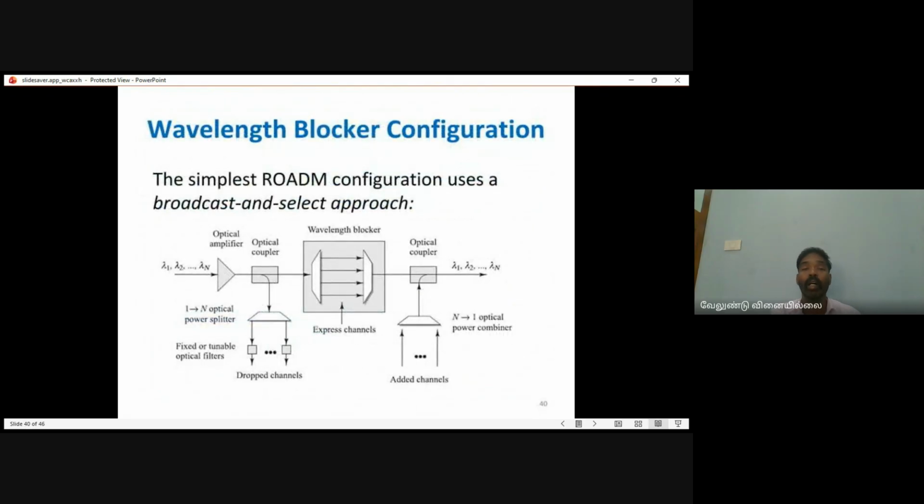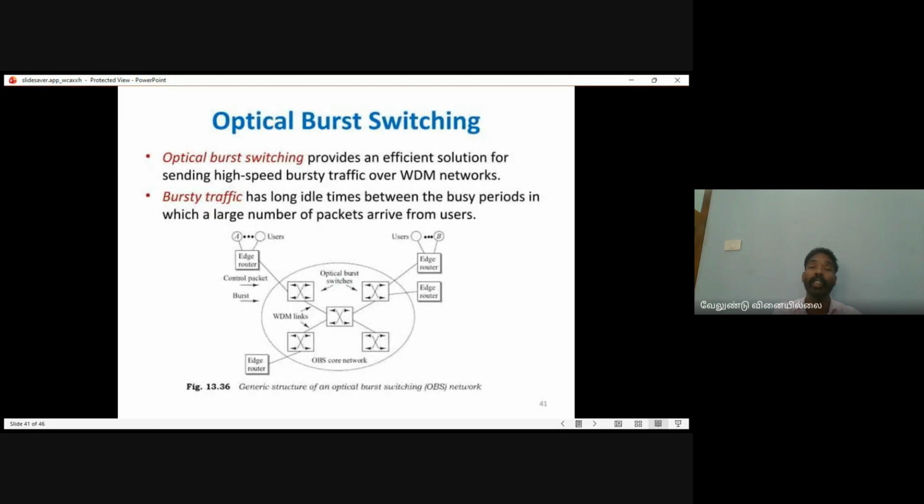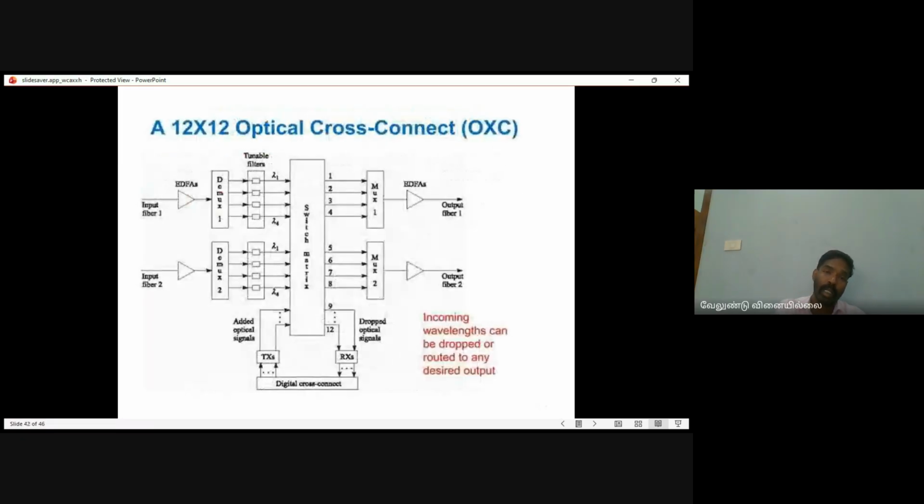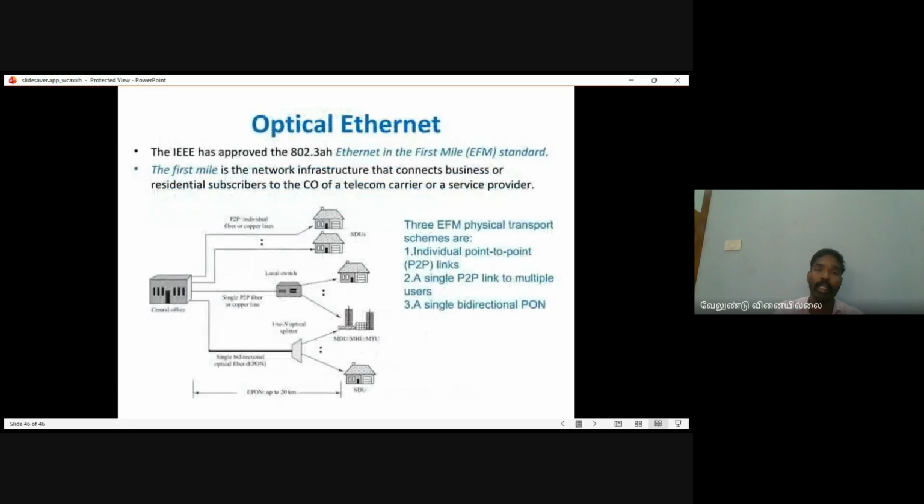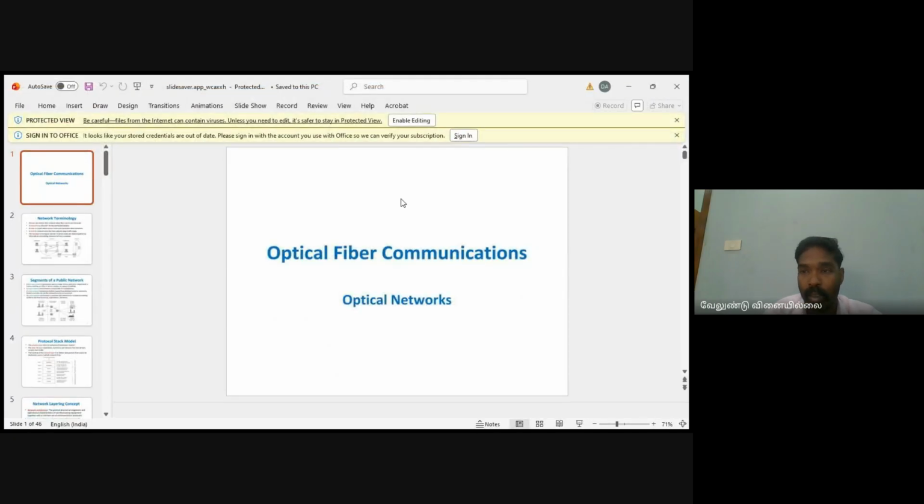The wavelength blocker is giving that reconfigurability. We can add or drop channels, the number of channels inside the network. That is a wonderful point about the reconfigurable optical network. Optical burst switching is used for metropolitan cities because of huge traffic. This is a 12x12 optical cross-connect, a 4x4 optical cross-connect, and IP over WDM, and finally the optical Ethernet. So these are all the different types of things available. I think I'm just closing my session.